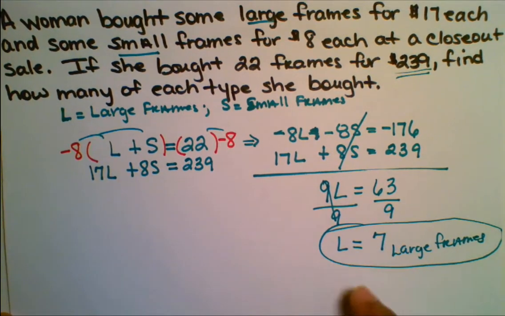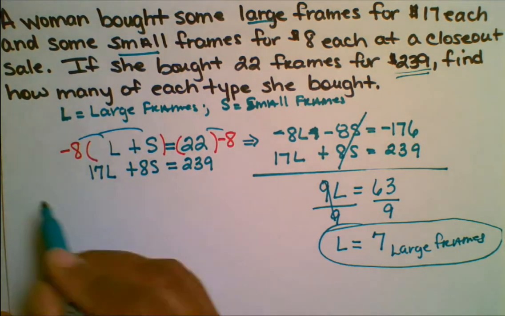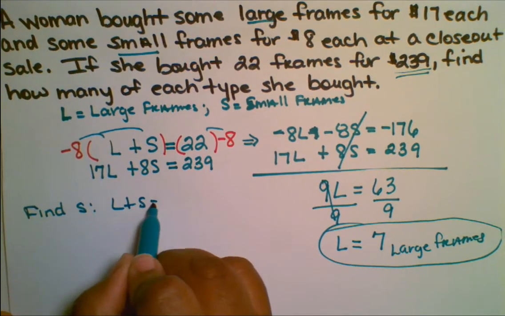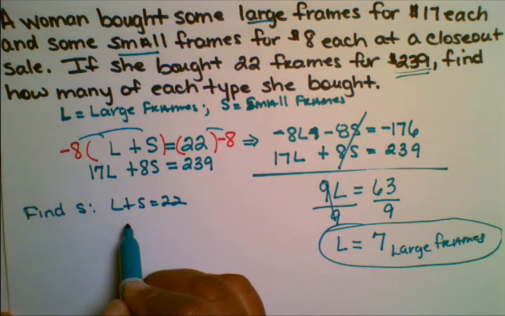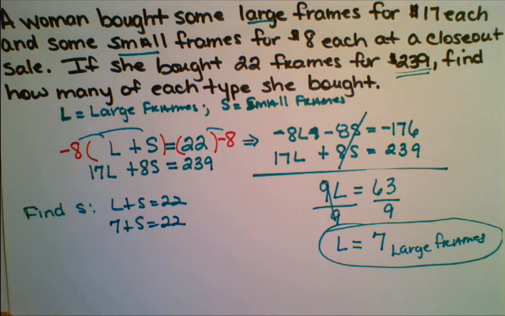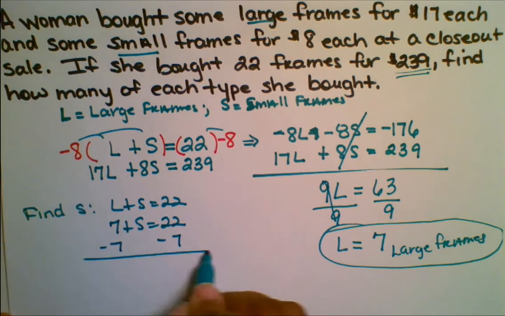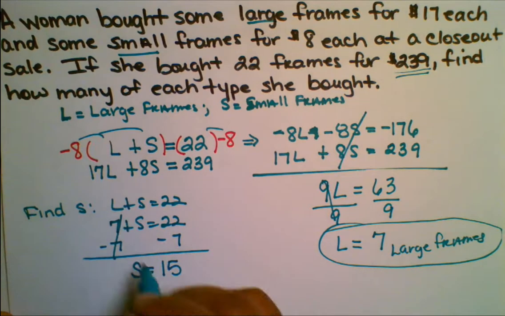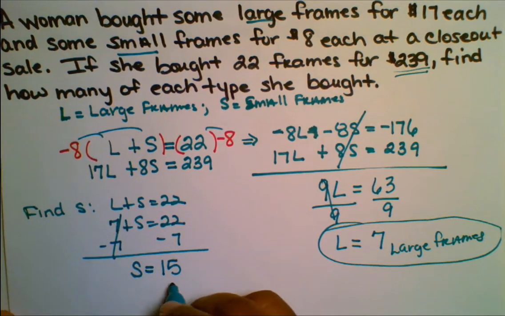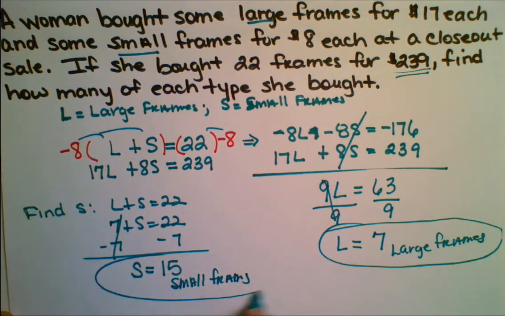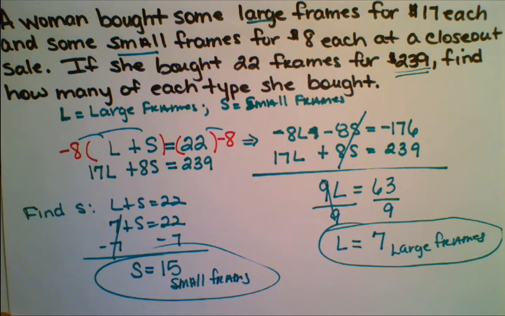Now we need to find out how many small frames she purchased. So we need to find S. So go back to one of the original equations, plug 7 in for L. So 7 plus S is equal to 22. Subtract 7 from both sides. And we have S is equal to 15. So this woman purchased 15 small frames. And there we go.